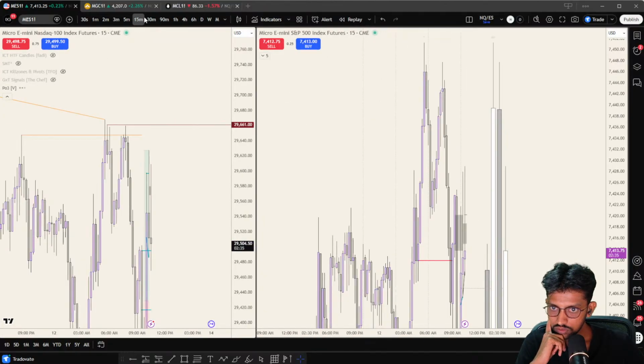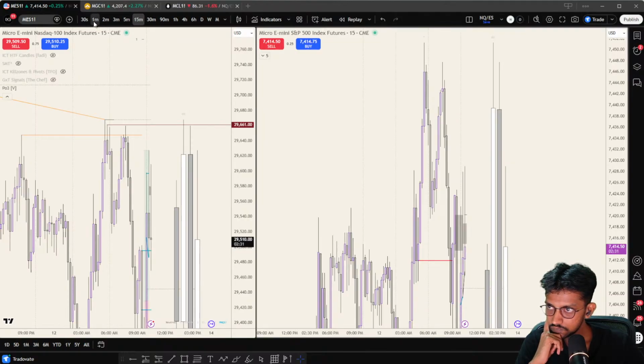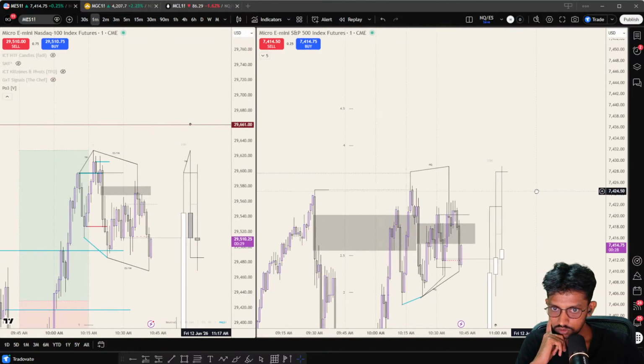Time we left with 2 minutes to close this current 15-minute candle.